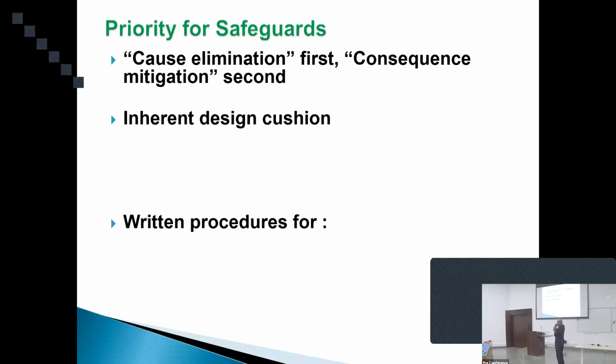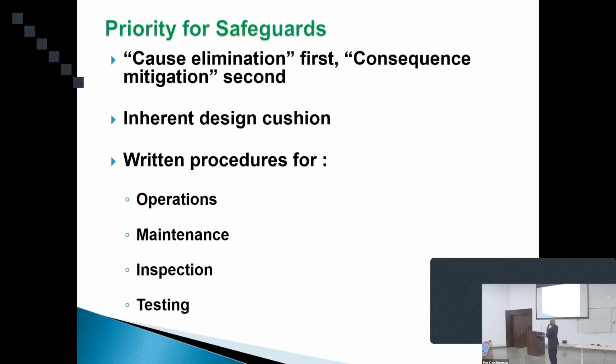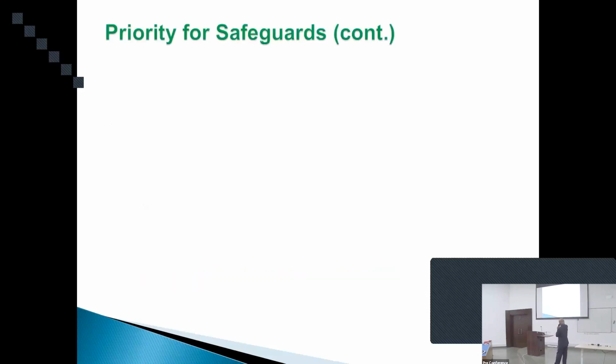So then there are written procedures that are available. We call it SOP, standard operating procedures, and we use them. Operations and maintenance procedures are there, inspection procedures are there, testing procedures are there. These all will be able to help you with respect to the control measures. Then training, people's training.